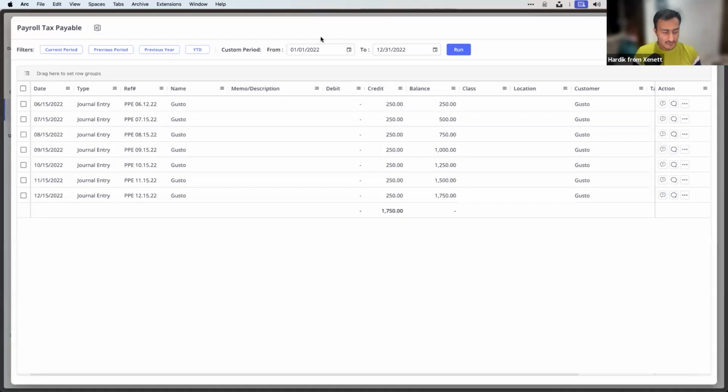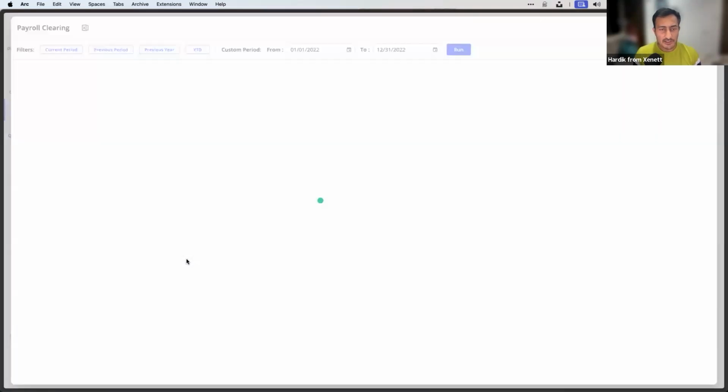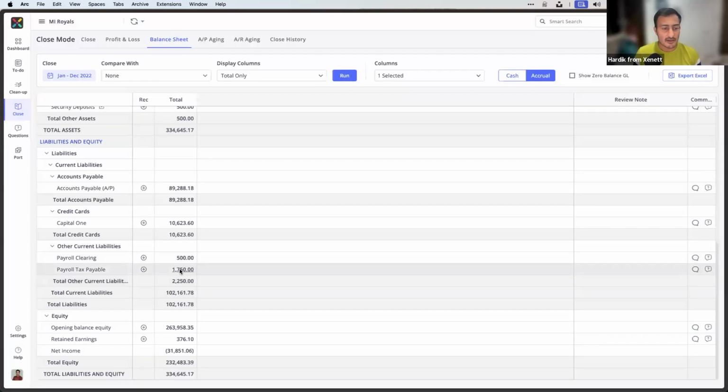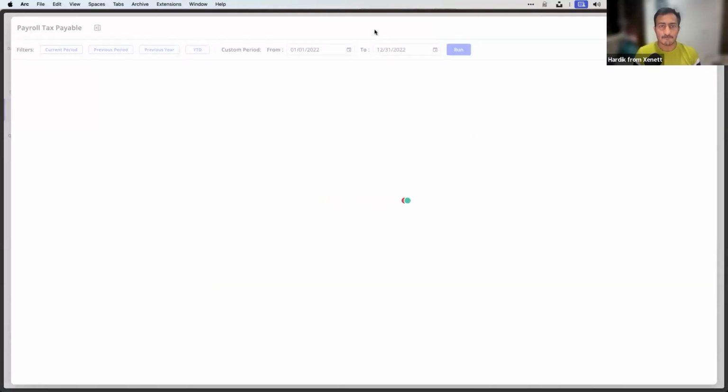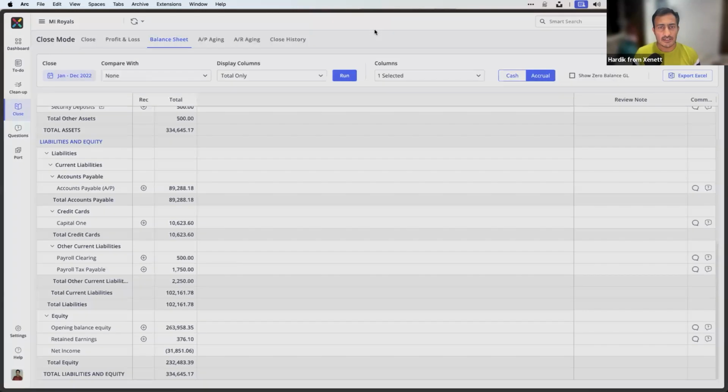So just like we expect those offsetting balances in the case of payroll clearing, we should also see the exact same pattern in the payroll tax liability account as well. All right. So this is another way you can keep an eye on payroll tax liability.